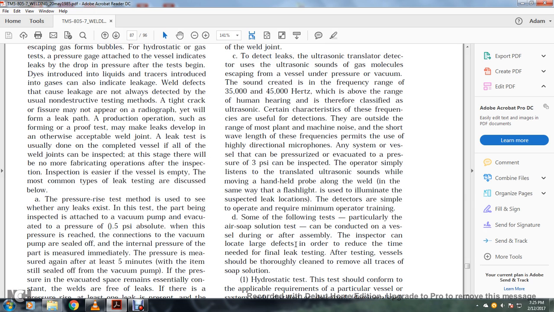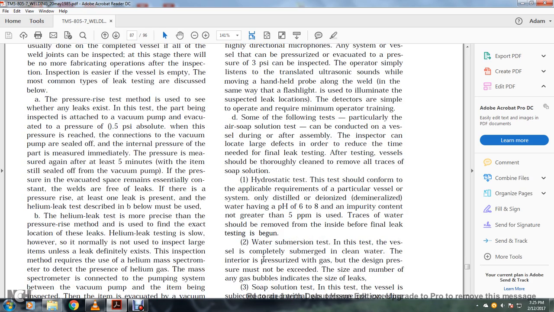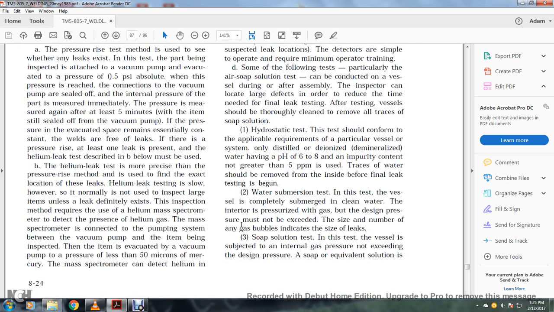The inspector can locate the large defects in order to reduce the time needed for the final leak test. After the testing, the vessel should be thoroughly cleaned to remove all traces of the soap solution. Hydrostatic test. The test should conform with the applicable requirements of the particular vessel or system. Distilled, deionized, or demineralized water having a pH of 6 to 8 and an impurity content no greater than 5 ppm is used. Traces of the water should be removed from the inside before the leak testing is begun.